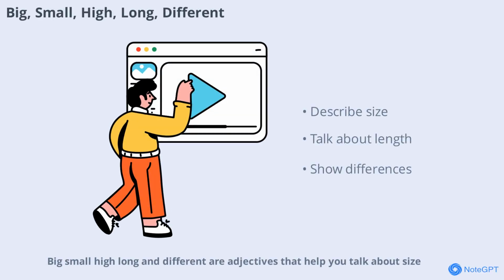Big, small, high, long, and different are adjectives that help you talk about size, length, and differences. For example, a big house, a small dog, a high mountain, a long road, or a different idea. These words help you give more detail in your descriptions.